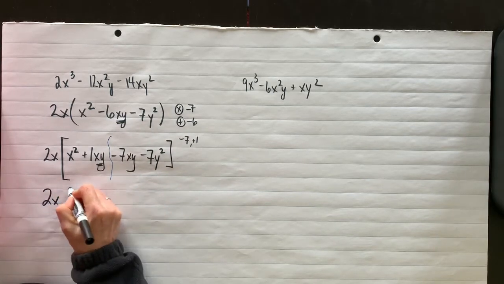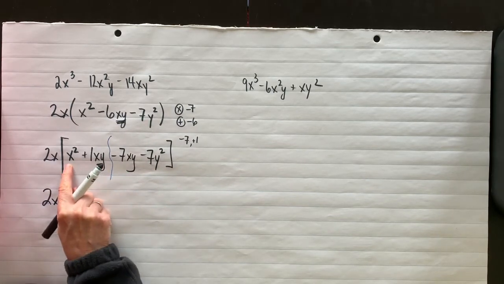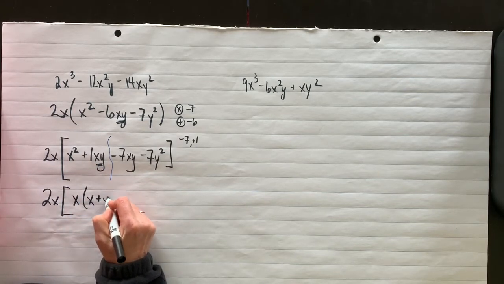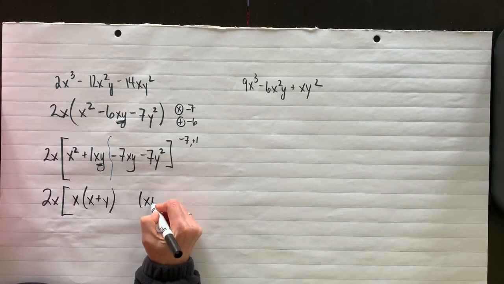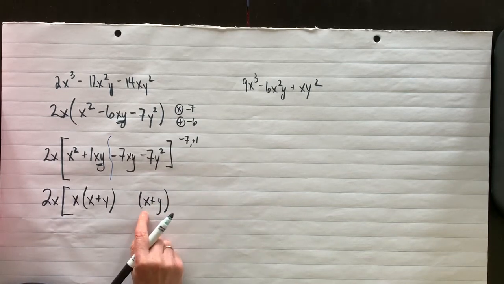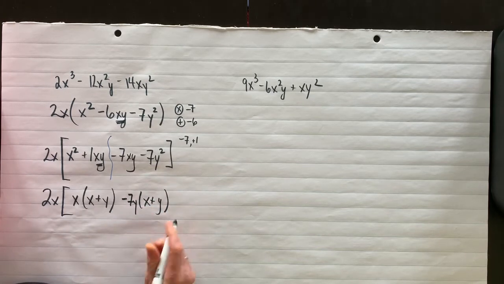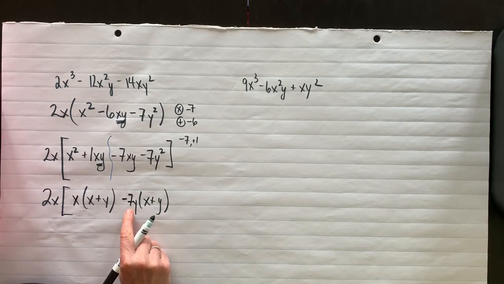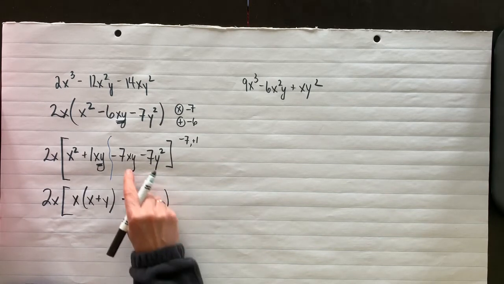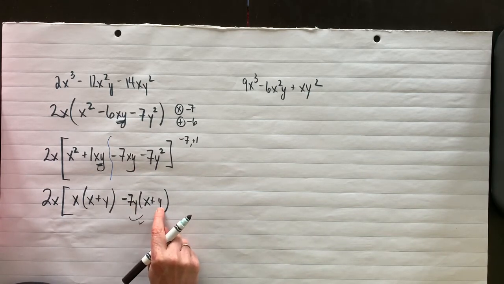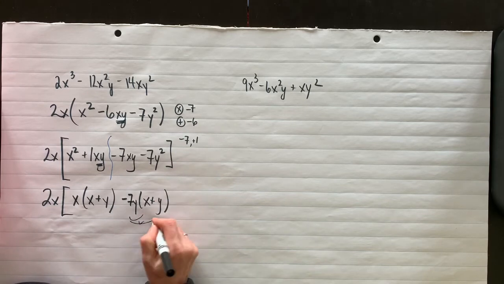Got my 2x outside. The only thing I can pull out of this first term would be an x, and I'm left with x plus y. I better get an x plus y over here because these brackets have to be the same. That's the whole point. What would I have to multiply x by to get back to -7xy? I would have to multiply it by -7y. Let's do a quick check. -7y times x equals -7xy. Good. -7y times positive y equals -7y squared.